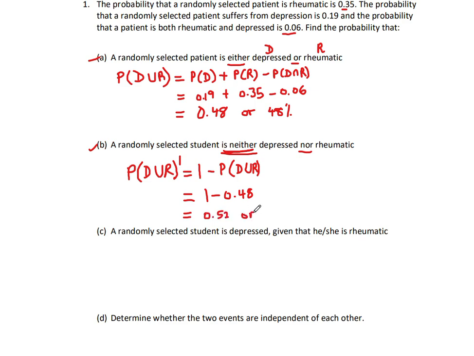So what this is saying is that there's a 52% chance that a person selected at random from this data set will be neither depressed nor rheumatic. Notice that neither nor and either or, their two probabilities sum to the total probability of 1, because these possibilities represent the entire sample space. So 0.52 plus 0.48 gives us 1 or 100%.